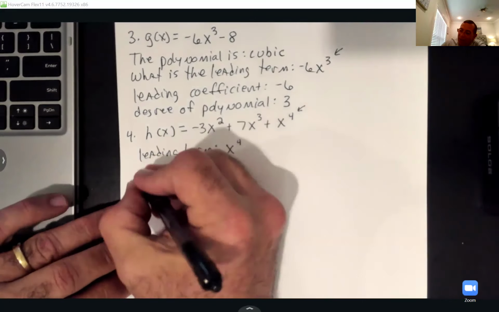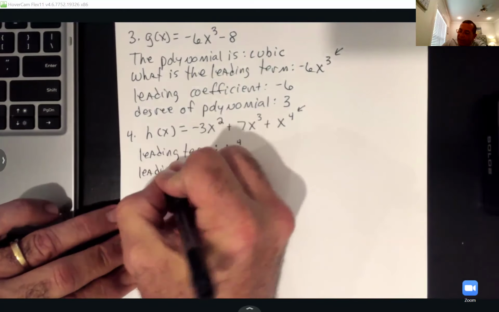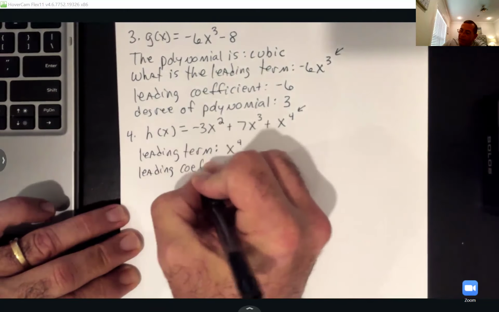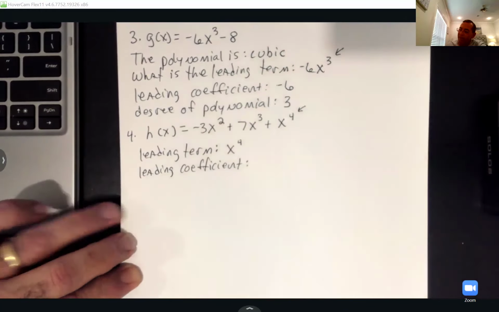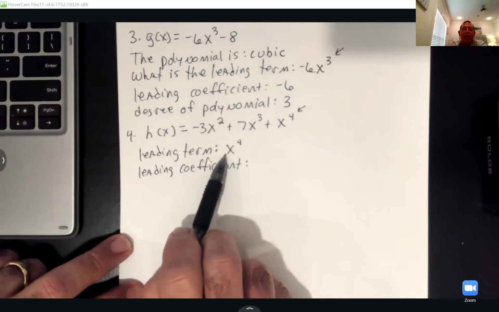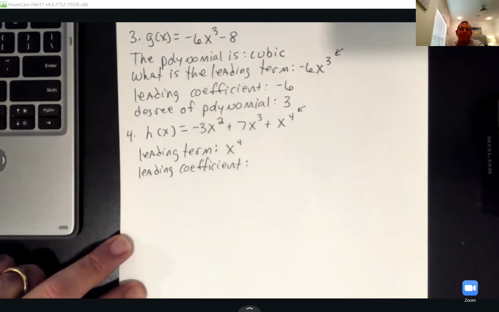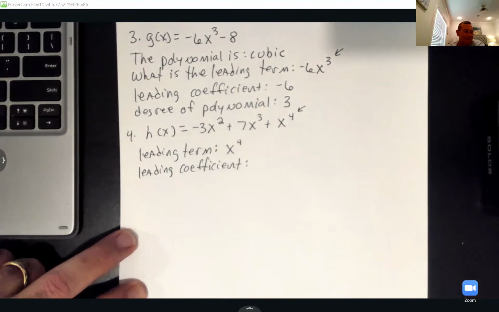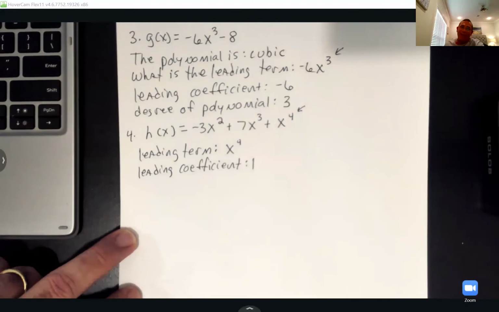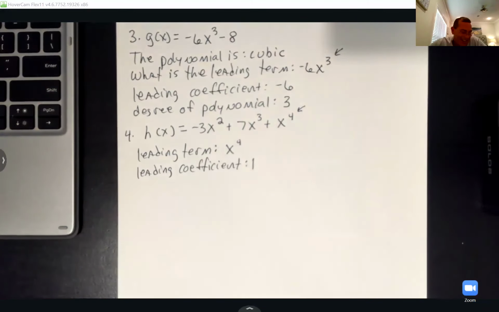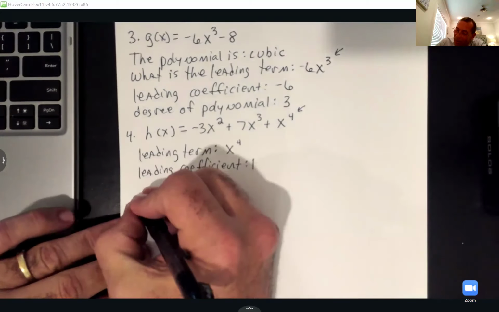All right, so here's a tricky one. Leading coefficient. Well, if this is your leading term, what number's in the front? 1. That didn't sound very confident, but 1 is perfect. How about the degree of the polynomial?